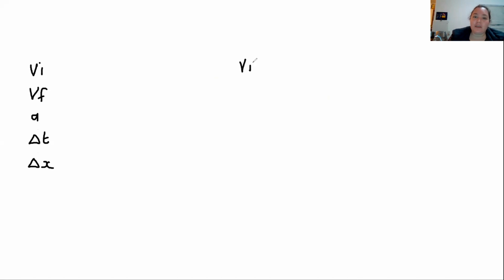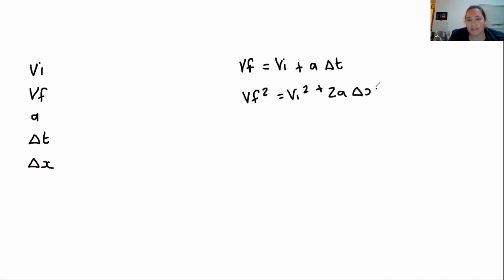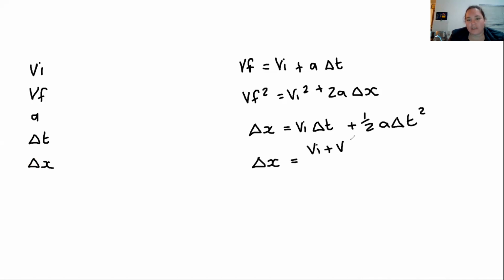So VF is VI plus A delta T. VF squared is equal to VI squared plus 2A delta X. Delta X is equal to VI delta T plus a half A delta T squared, and delta X is equal to VI plus VF over 2 times delta T. Now please note there are slightly different versions.